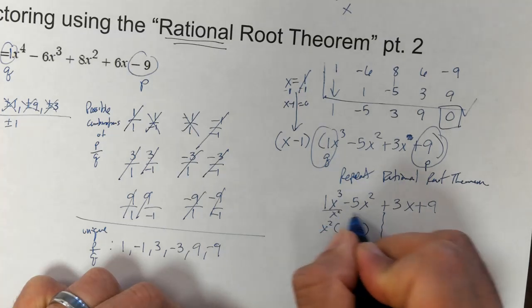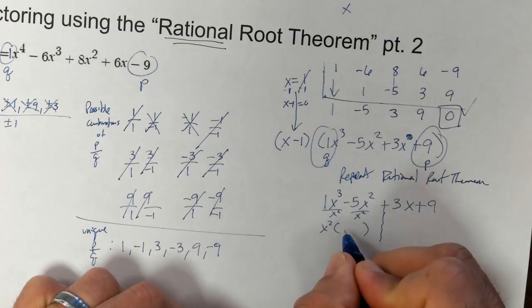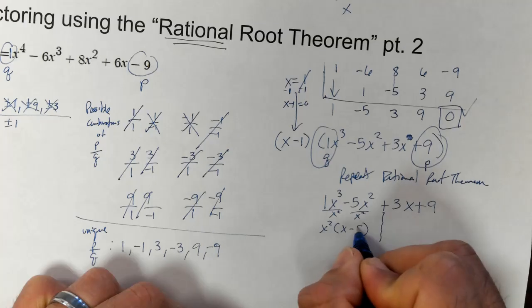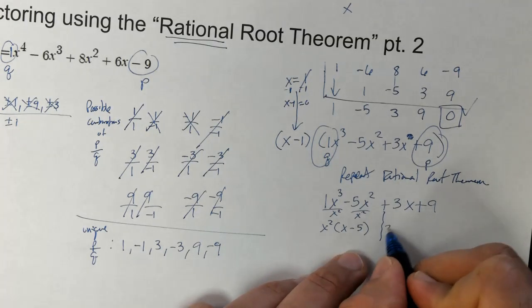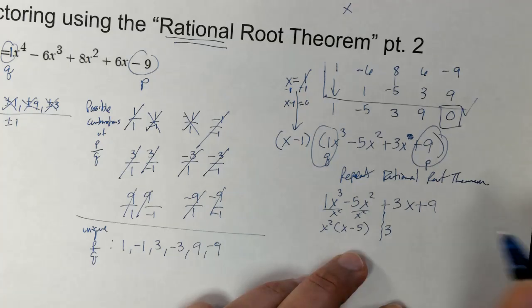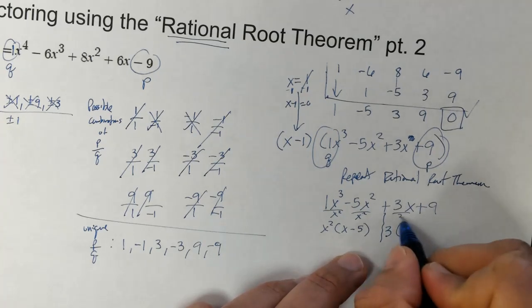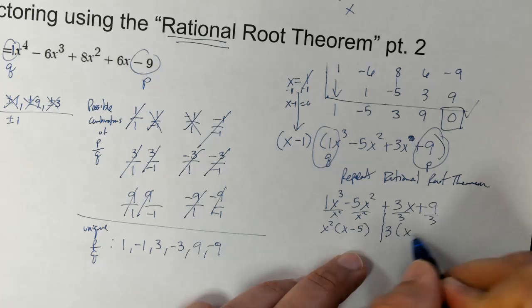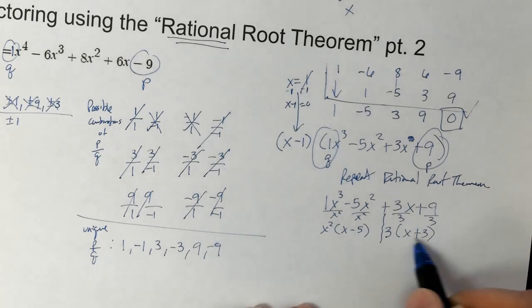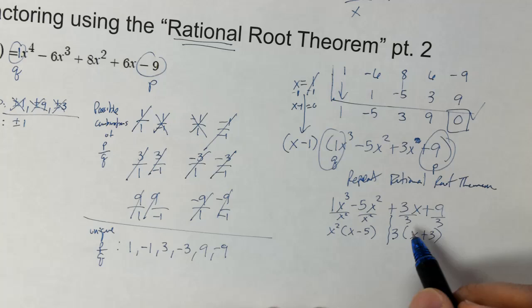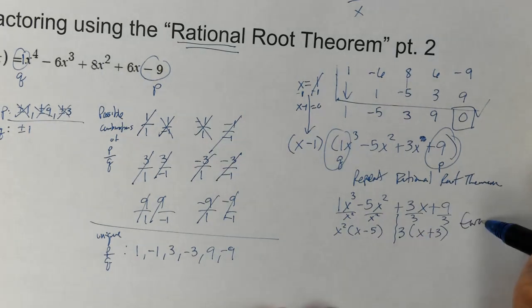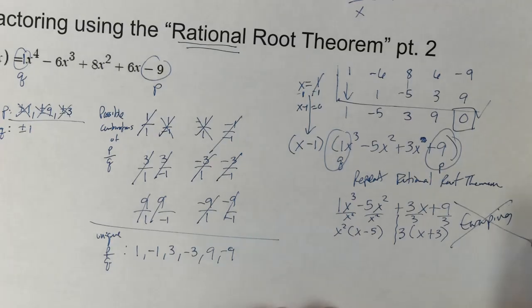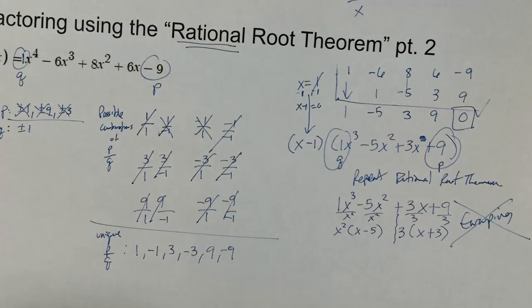If I divide both by x squared, what do we have? This is x minus 5. Here, what do they both have in common? A 3. If I divide both by 3, I get x plus 3. But notice how both groups don't have anything in common. So I wouldn't want to do this one using grouping. Grouping does not work. All right, well, we can always go back and use the rational root theorem for this one, right?